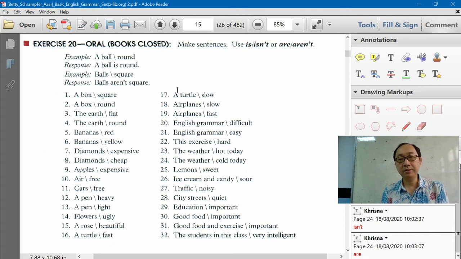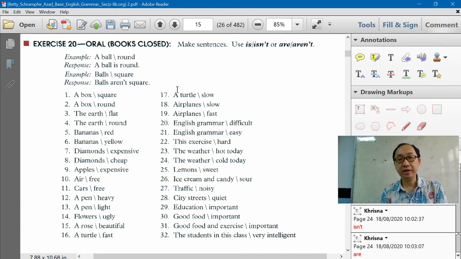Seven and eight. Diamonds expensive or cheap? Yeah, diamonds are expensive, guys. So diamonds are not cheap. Apples, number nine, expensive? I don't think so. Apples are not really expensive, so apples are not expensive. Number 10, air and free. Free means that we don't have to pay. Yeah, that's true. Air is free right now in 2020. Cars free? No, we have to pay for having a car. So cars are not free.